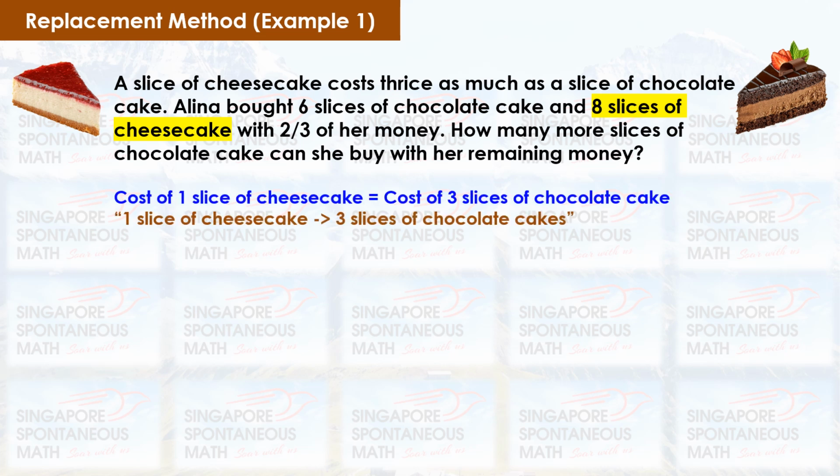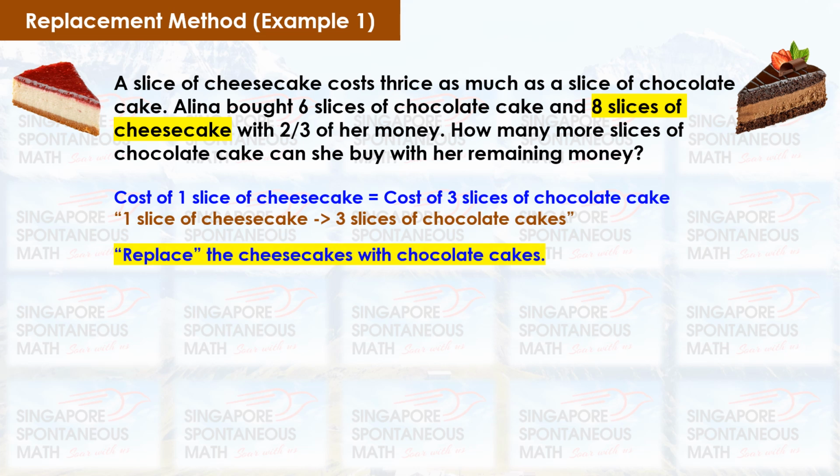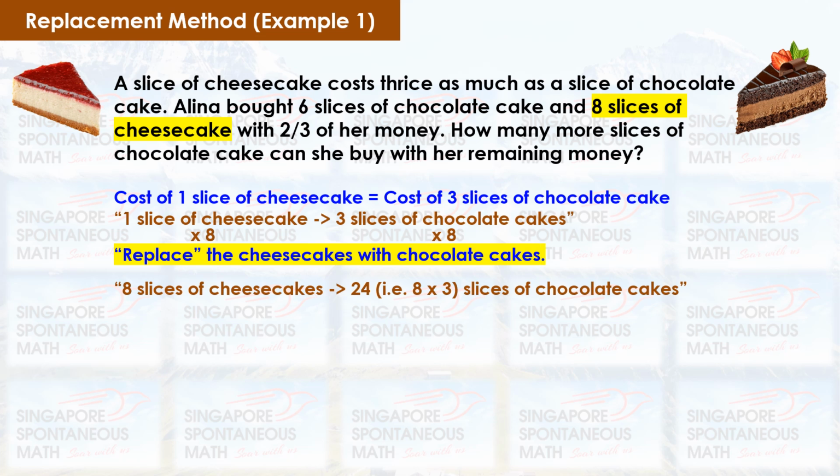The cost of 1 slice of cheesecake equals the cost of 3 slices of chocolate cake. Replace the cheesecakes with chocolate cakes. For every 1 slice of cheesecake, Alina can buy 3 slices of chocolate cakes. Instead of 8 slices of cheesecakes, Alina can buy 24 slices of chocolate cakes. 8 times 3 equals 24.